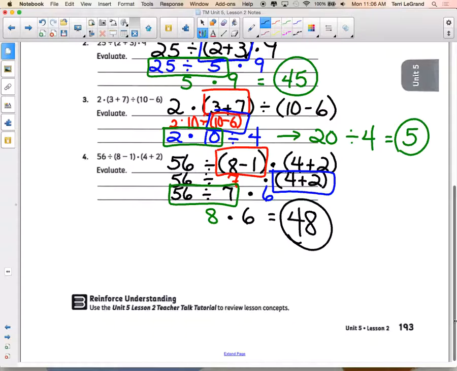Everybody should have a calculator here, what's going on? Yes, Danny? What am I thinking? I said to just put this in and ignore the parentheses, just type it as it is. 2 times 3 plus 7 divided by 10 minus 6. Oh, wrong one. 56 divided by 8. Oh, I probably said the wrong one. 56 divided by 8 minus 1 times 4 plus 2. No parentheses.